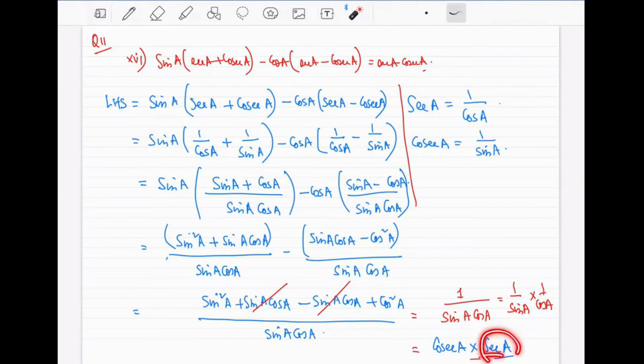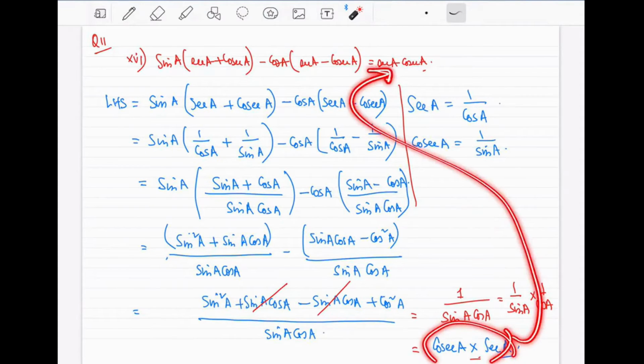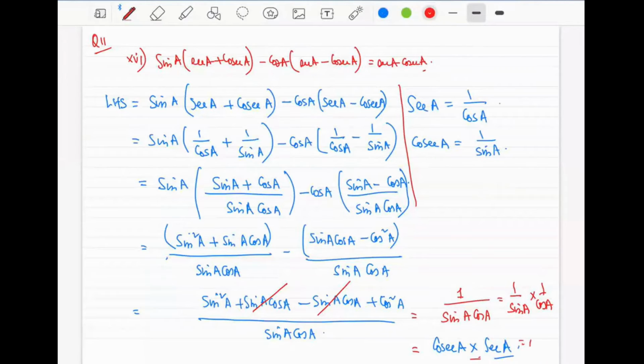This is the same thing. You can put sec A first, cosec A after. There is commutativity in multiplication. A into B is the same as B into A, right? So this is exactly equal to the right hand side. So you say left hand side is equal to right hand side, hence proved.